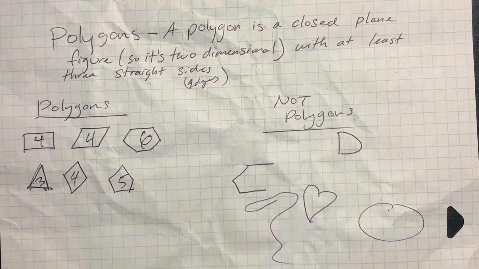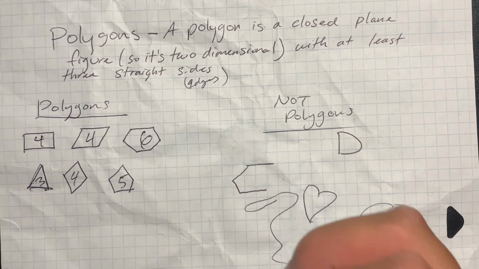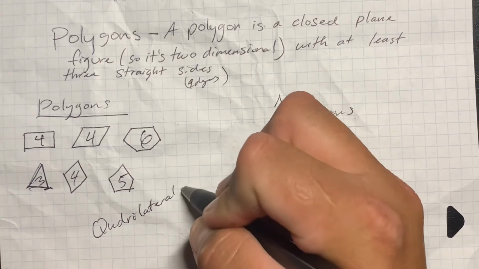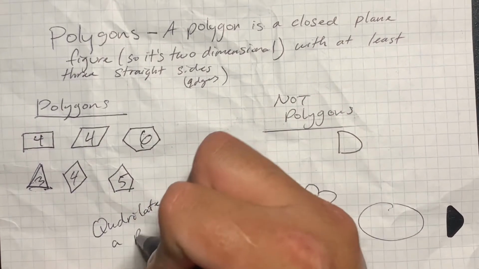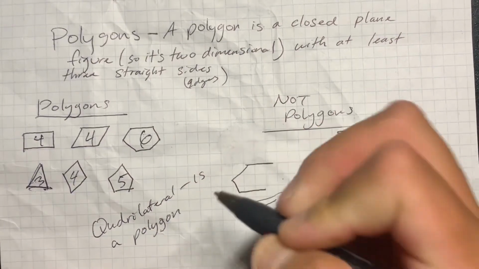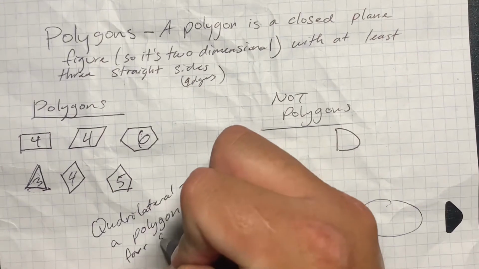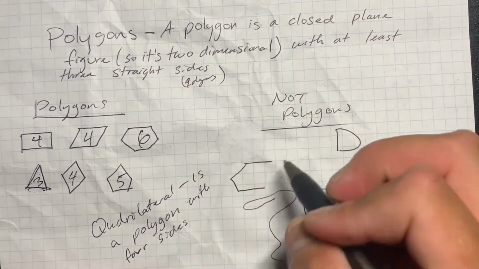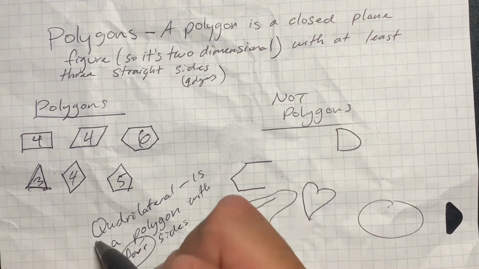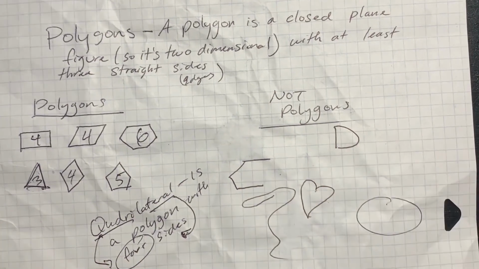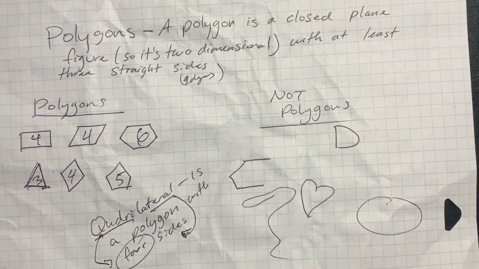Also, we want to understand that these are also quadrilaterals. Now, quadrilaterals are polygons with 4 sides. For quadrilateral, quad stands for 4, and lateral stands for the word sides. So again, these are polygons that have 4 sides. And famous quadrilaterals are parallelograms, rectangles, rhombuses, squares, and trapezoids.